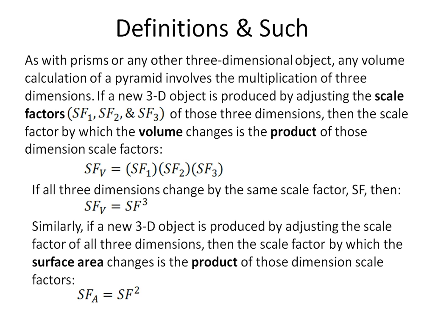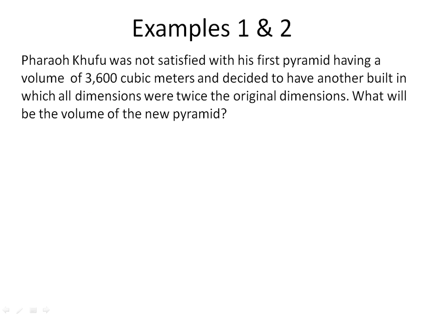Okay, so let's take a look at example 1 and 2. It says Pharaoh Khufu was not satisfied with his first pyramid having a volume of 3,600 cubic meters and decided to have another built in which all the dimensions were twice the original dimensions. So our scale factor is 2 because it says everything's going to be twice. Okay, so what will be the volume of the new pyramid? In this case, all of them are changing by a factor of 2, so this means that to get our scale factor, we're simply going to take 2 to the third power, which is where that comes from right here.